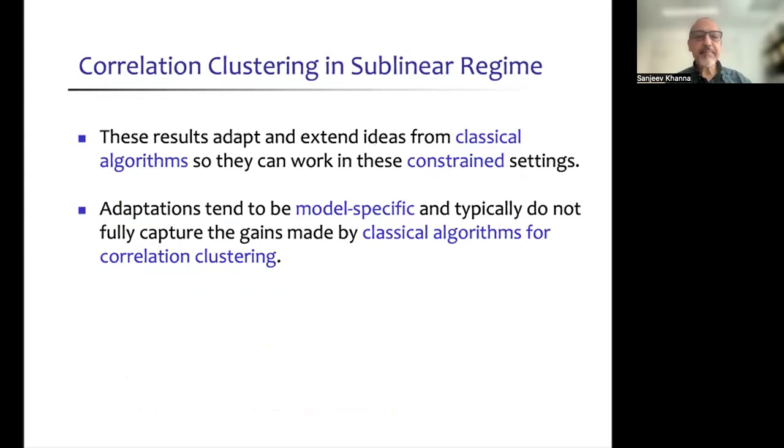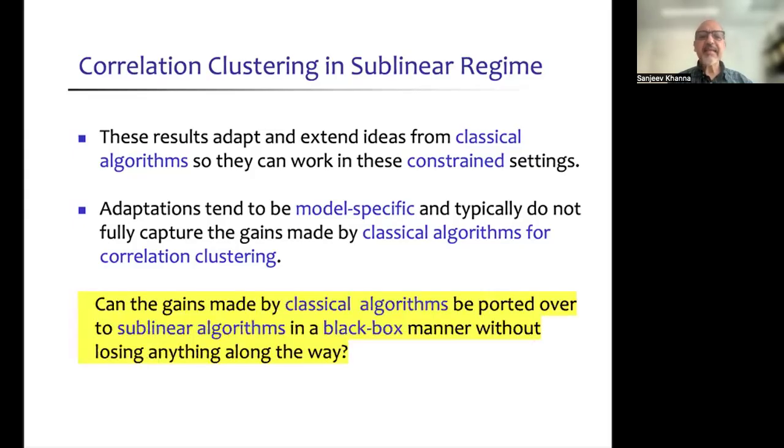All these results adapt and extend ideas from classical algorithms so that they still work well in these highly constrained settings. And these adaptations tend to be model-specific and do not typically keep up with the advances made by the classical algorithms for correlation clustering. So the motivating question for this work is the following. Can the gains made by classical algorithms be ported over to the world of sublinear algorithms in a black box manner without losing anything along the way in terms of the approximation quality?